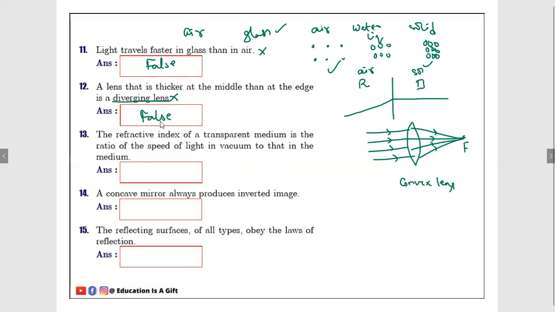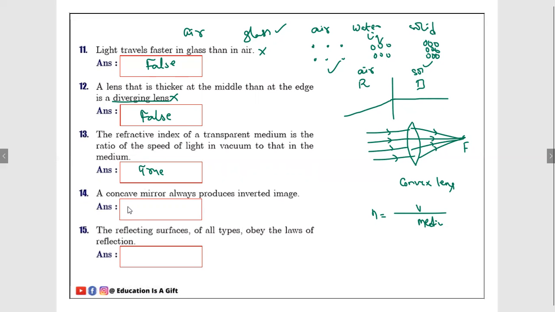Next, 13th. The refractive index of a transparent medium is the ratio of the speed of light in vacuum to that in the medium. Yeah, refractive index n is equal to, if you take that ratio, speed of light in vacuum by speed of light in the particular medium. Yeah, that is correct. So that is a direct explanation for a formula. The answer is true because that formula is correct.